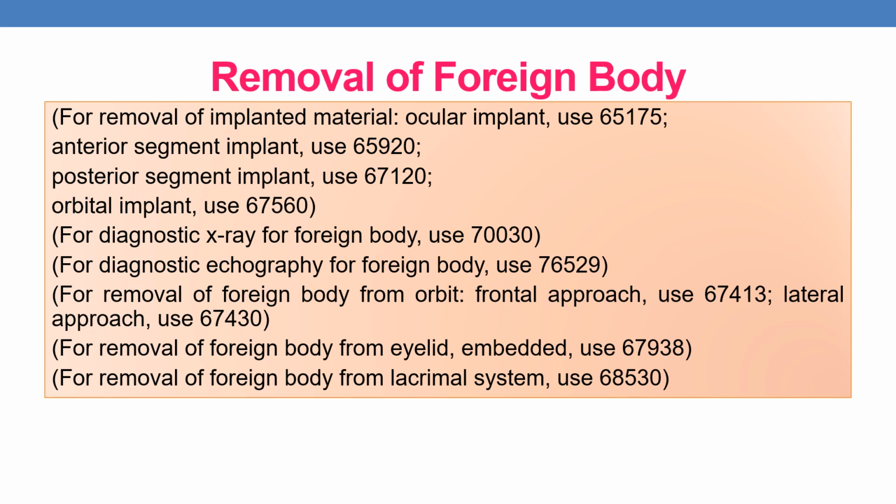Now coming to the next topic, that is removal of foreign body, eyeball. Before going into eyeball CPTs, here are certain other CPTs that must be referred for this segment. For removal of implanted material, ocular implant, you need to use 65175. For removal of anterior segment implant, the CPT is 65920. Removal of posterior segment implant, the CPT is 67120. Removal of orbital implant, the CPT is 67560.